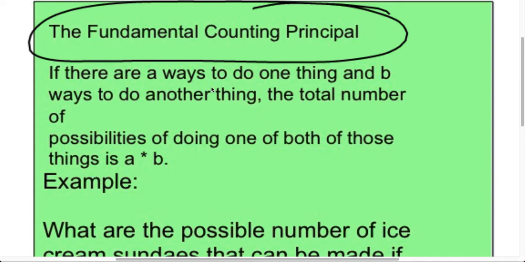The fundamental counting principle says if there are A ways to do one thing, and B ways to do another thing, the total number of possibilities is A times B. In that general example, you only have two things to choose from, but that works, as we saw with the popcorn example. If you're choosing one thing from different groups, we use the fundamental counting principle. Okay, and that's how you really think of that.